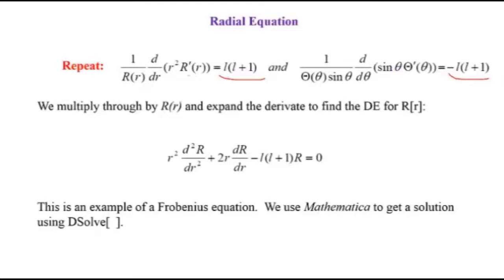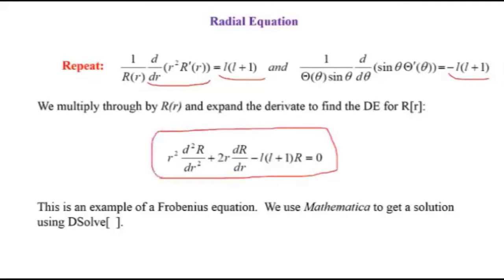We take this equation here and multiply by r squared over R, which will cancel this term here, and then we'll have an R of r over here. We expand the derivative, so we expand this derivative of a product. And so we end up with this equation right here, which is the differential equation for the r function, capital R. Well, this has a name. It's the Frobenius equation. We can use Mathematica to solve it, which is certainly a lot easier than the solution you have to do by hand.